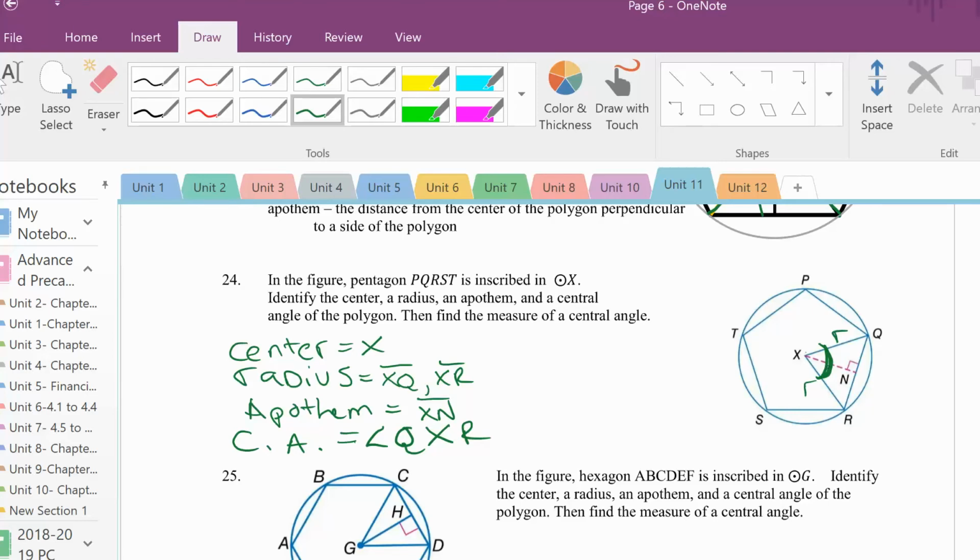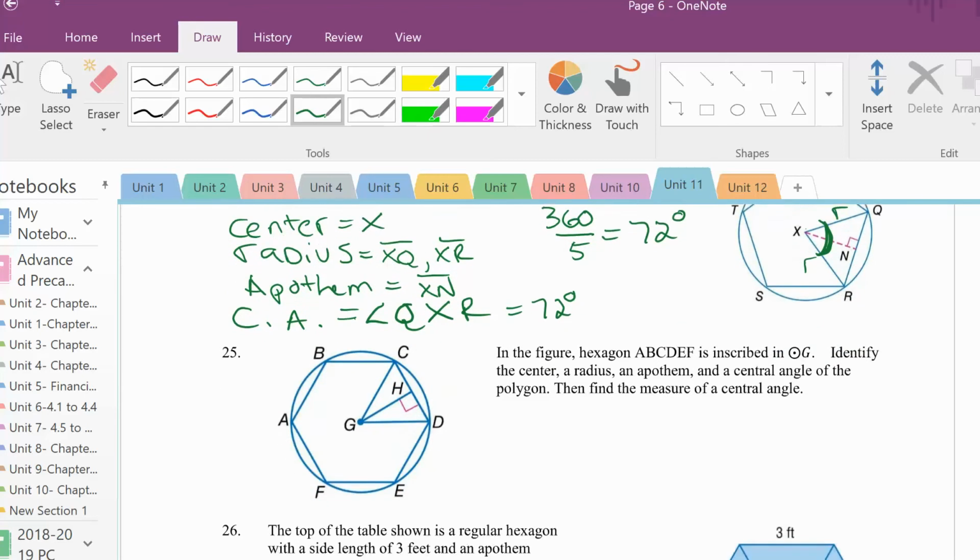Now to find the measure of the central angle, well, this is a pentagon, which means there would be 5 sides and also 5 central angles. So if you go 360 divided by 5, you get 72 degrees. So that is the measure of the central angle, 72 degrees. So you take 360 divided by the number of sides to get the central angle.